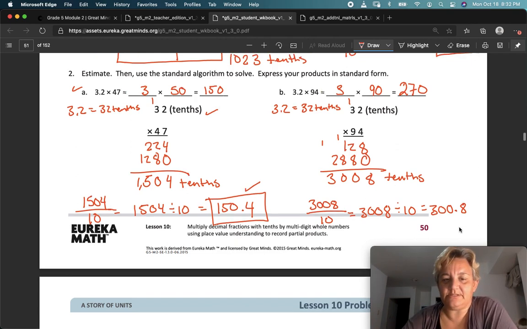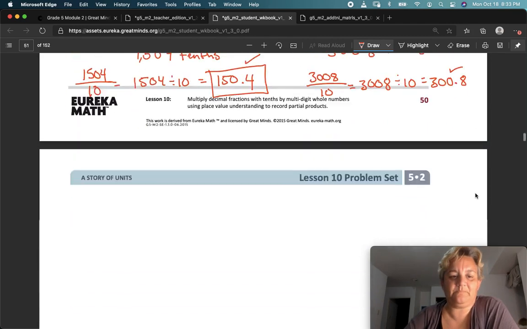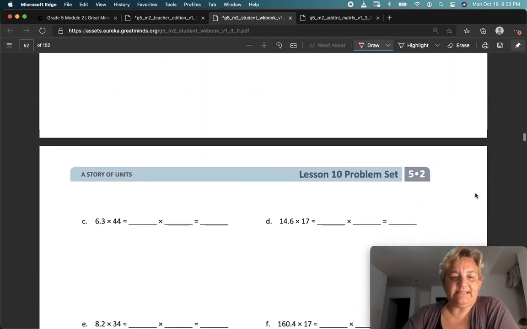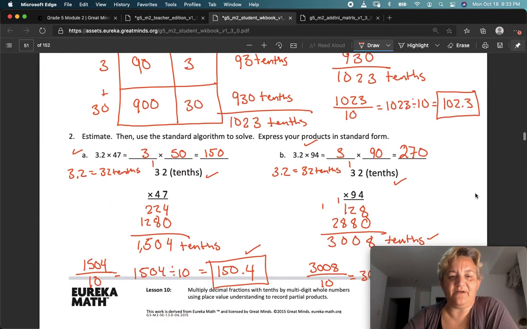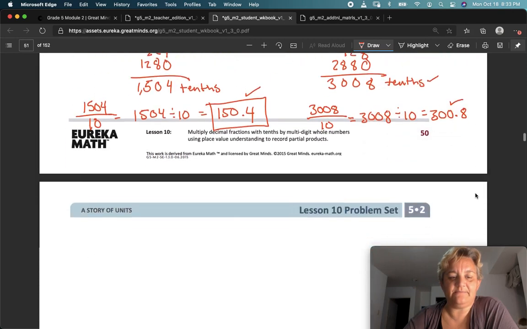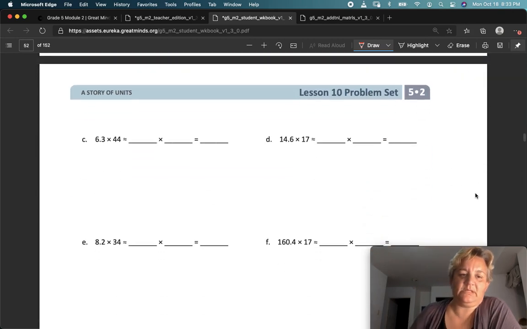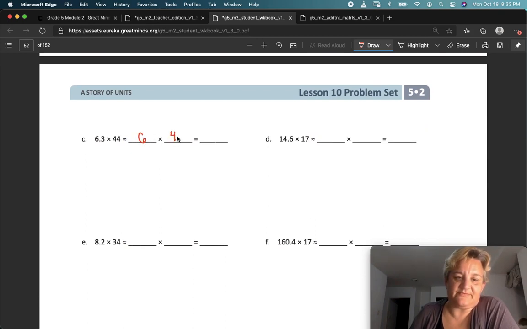All right, good job. Now, did we do everything? We estimated, right? Then we moved it into a standard algorithm, but with tenths. We found the answer with tenths. And then we changed it back into standard form. Next, and we are doing the same thing for all of these next ones, okay? So let's keep going. 6 3/10 is going to round down to 6. 44 is going to round down to 40.